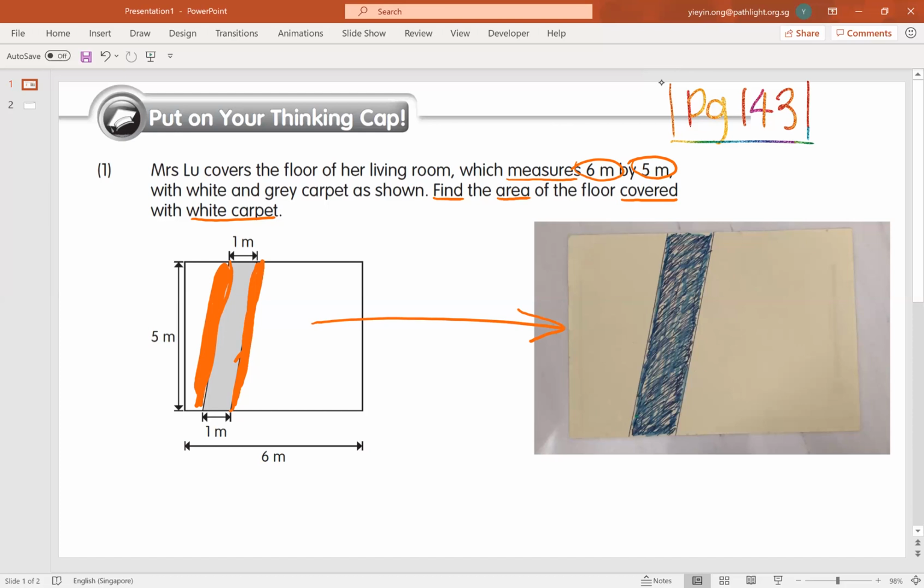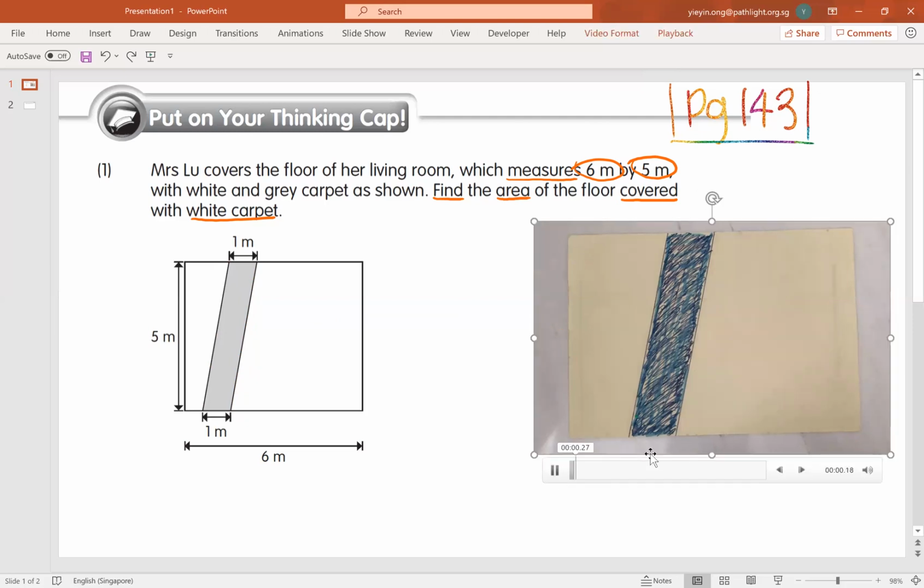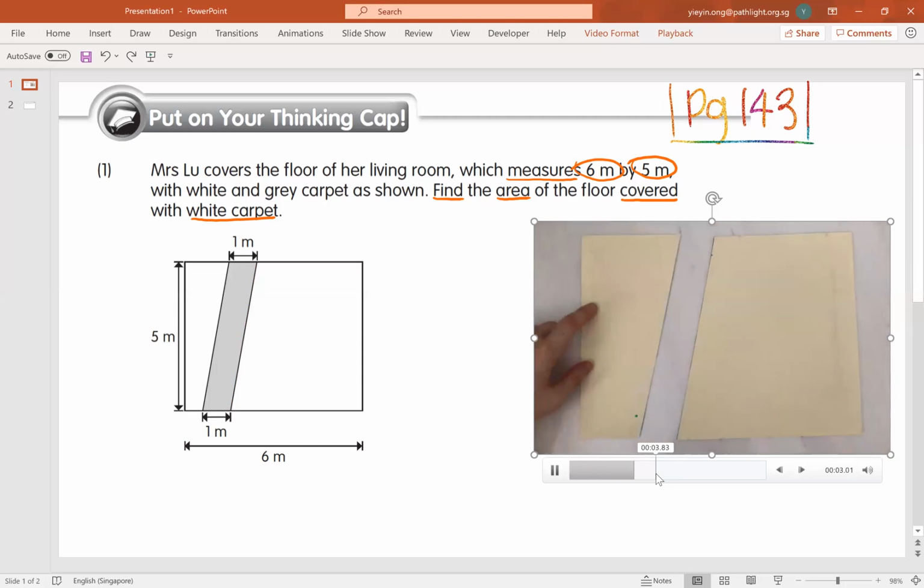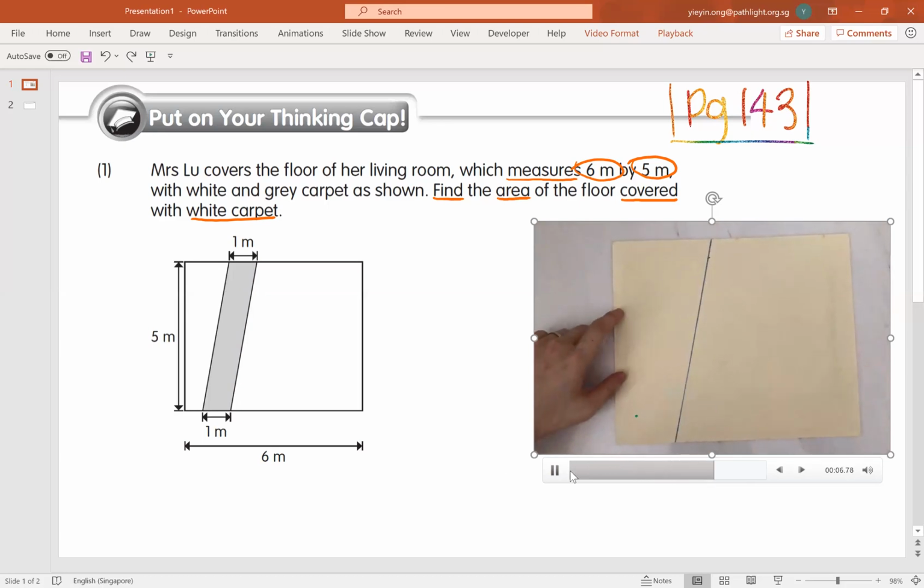We are going to watch a video to see what is going to happen when we take out this gray shaded carpet area. I'm going to play the video. Please watch. You can see that after taking out the gray area, you join back the two remaining parts. You actually get back a rectangle. I'm going to show the video again. Take out the shaded, join the two remaining parts, and you get back a rectangle. So let's go back to the figure.